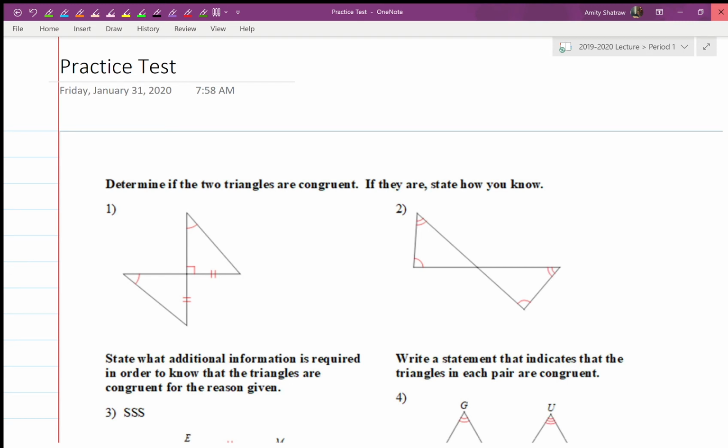Determine if the two triangles are congruent. If they are, state how you know. And I would say, looking at number one, I have an angle, I have another angle, I have a side.